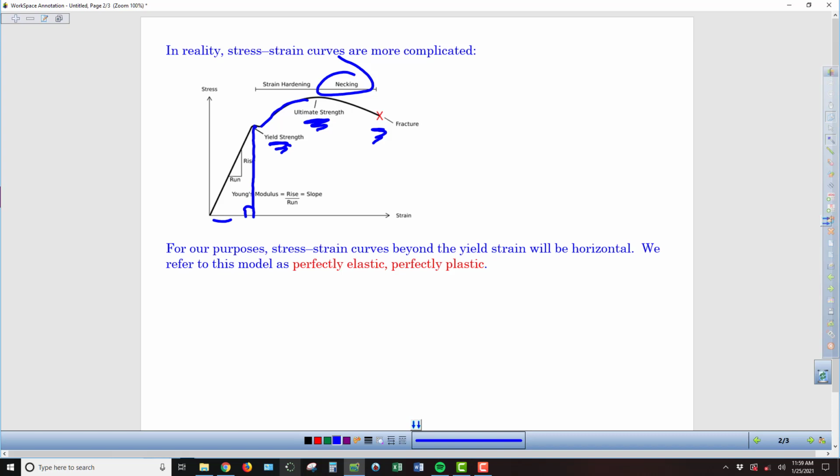Now again, for our purposes, the stress-strain curves that we'll be working with, once we reach the yield strain, we're going to be horizontal, like what we saw in that idealized graph. So we're going to have these idealized graphs where the material is perfectly elastic in that elastic range, so basically what's underneath the triangle, and then perfectly plastic until we get to the point of fracture. So we're going to have that rectangular region for the rest of the graph.